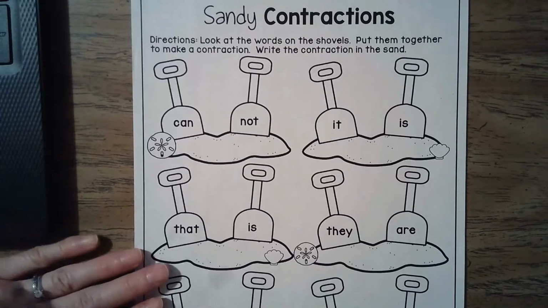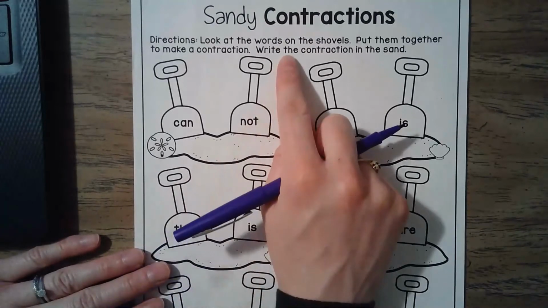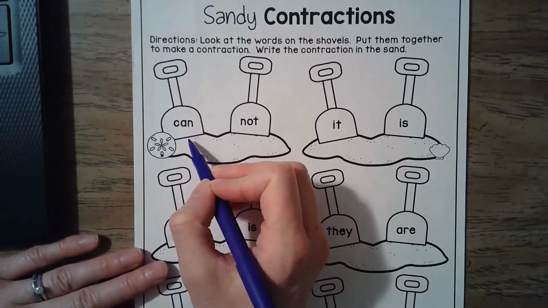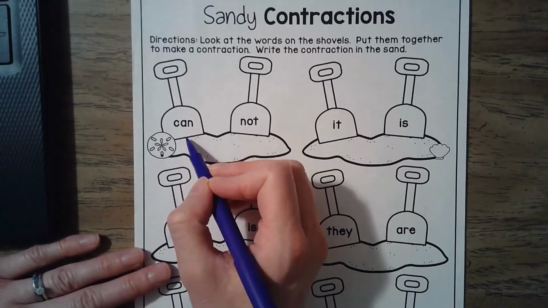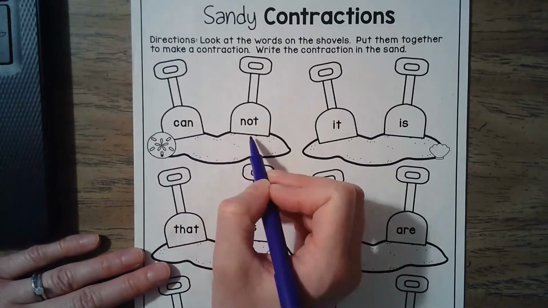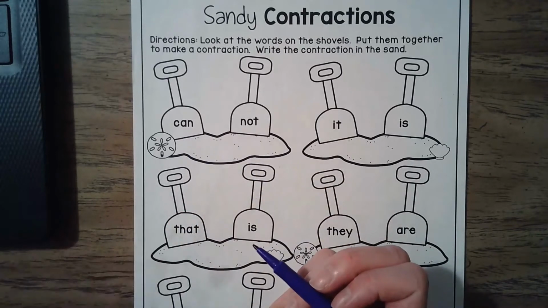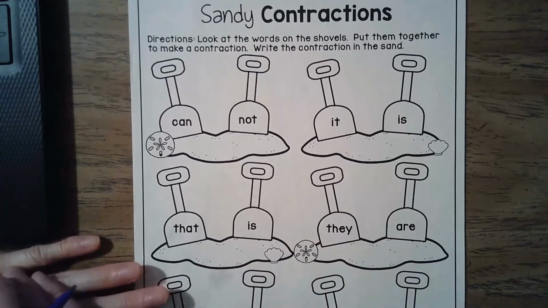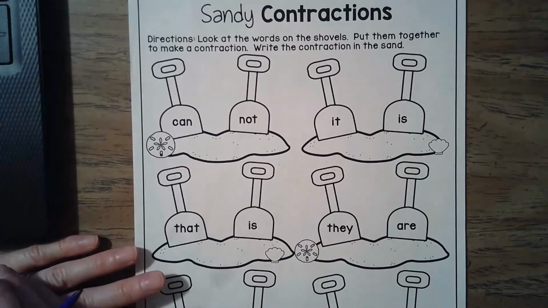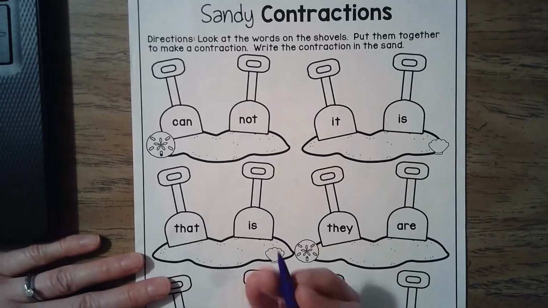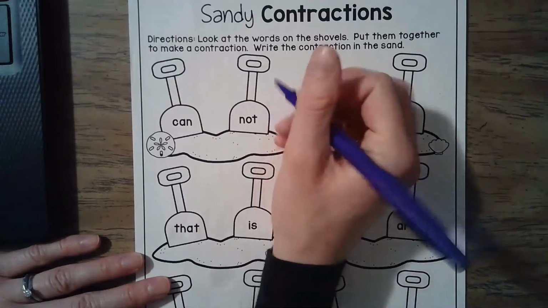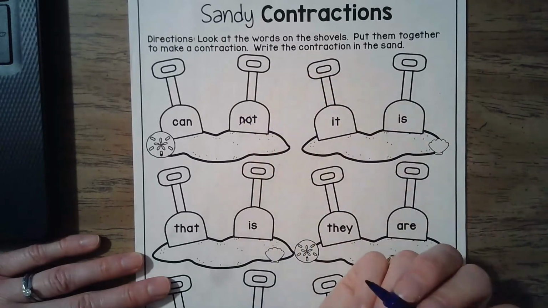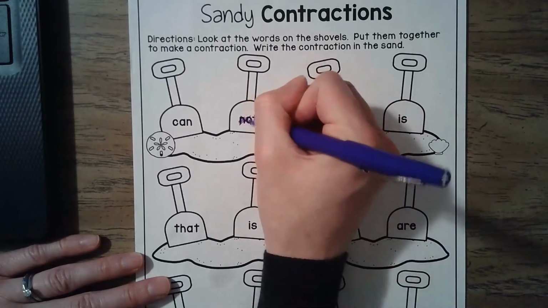All right, here we are with our Sandy Contractions paper. The first two words that they're giving us that we need to find the contraction for, with a shortcut way of saying, is can and not. Let's put can and not together to make a smaller word. Do you know what that word is? It's can't. So here's the letters we're getting rid of. Go ahead and put an X right through N and O, or cross them out. It might be a little bit easier.